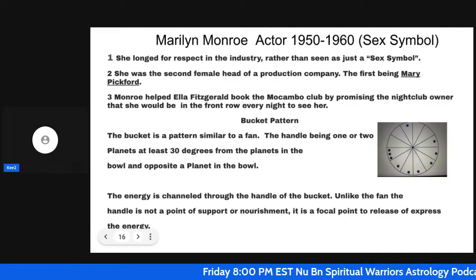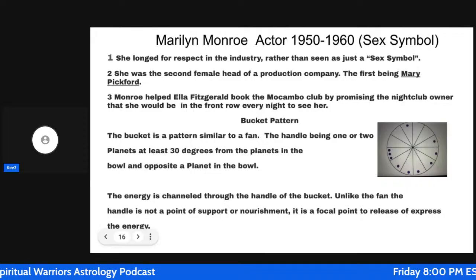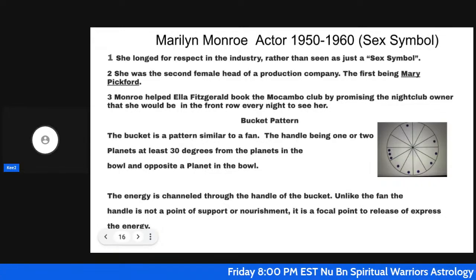Bucket. The bucket is a pattern similar to a fan. The handle is 1 or 2 planets at least 30 degrees from the planets in the bowl, and opposite a planet in the bowl.